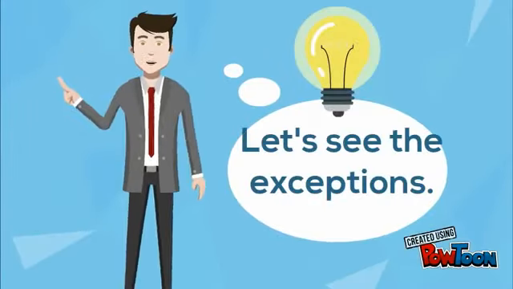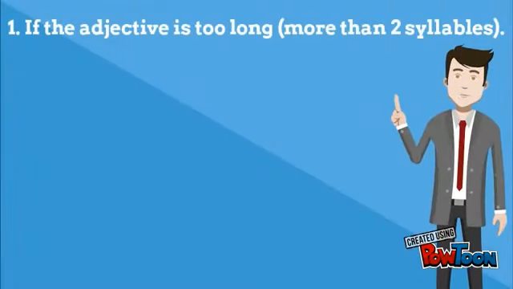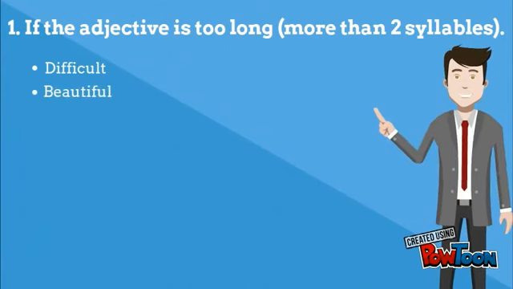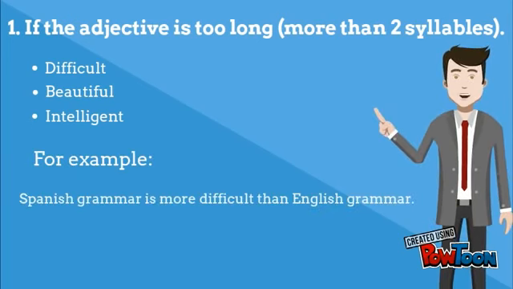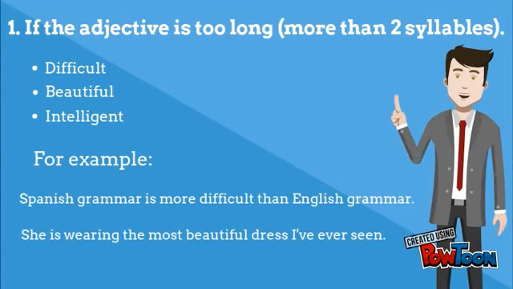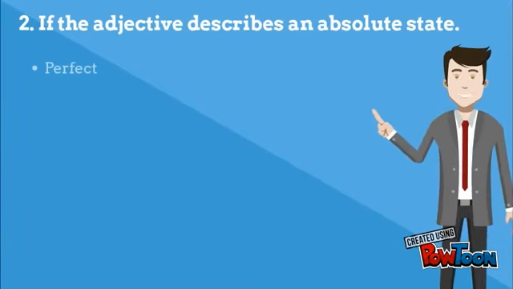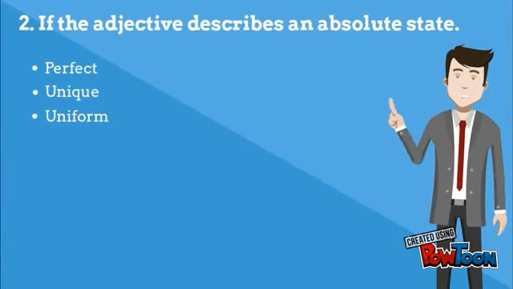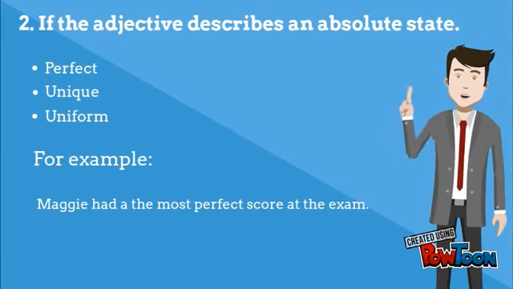Now, we're almost done, so let's see the exceptions. First, if the adjective is too long, more than two syllables, then you cannot use comparatives and superlatives. For example, Spanish grammar is more difficult than English grammar, or she's wearing the most beautiful dress I've ever seen. Second, if the adjective describes an absolute state, like perfect, unique, and uniform, you cannot use comparatives and superlatives. For example, Maggie had the most perfect score at the exam.